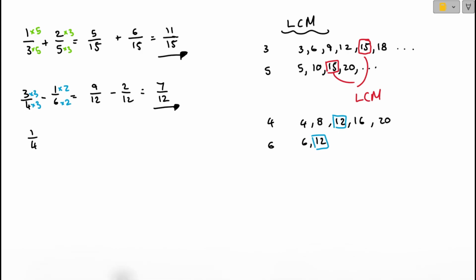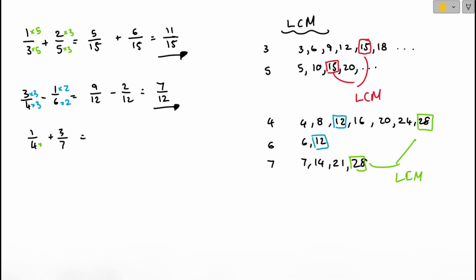We have 1 over 4 plus 3 over 7. Okay, here I already have the multiples of 4. I'll just go ahead and find the multiples of 7. So we have 7, 14, 21, 28. Okay, let's see if we just find more multiples of 4. So we have 24 and 28. Okay, cool. There we have this one and this one being my LCM.